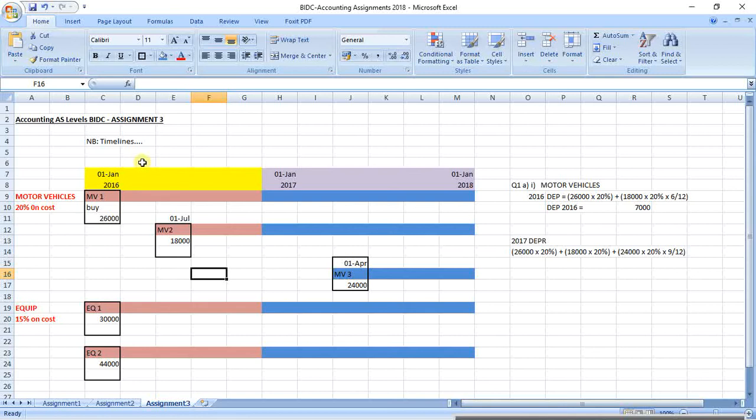1 July. $18,000. MB2. $80,000. And then just highlight from there to the end. And you've got the first year. Okay, so your first year is in blue, so that's fine. Keep everything in blue then for the first year.